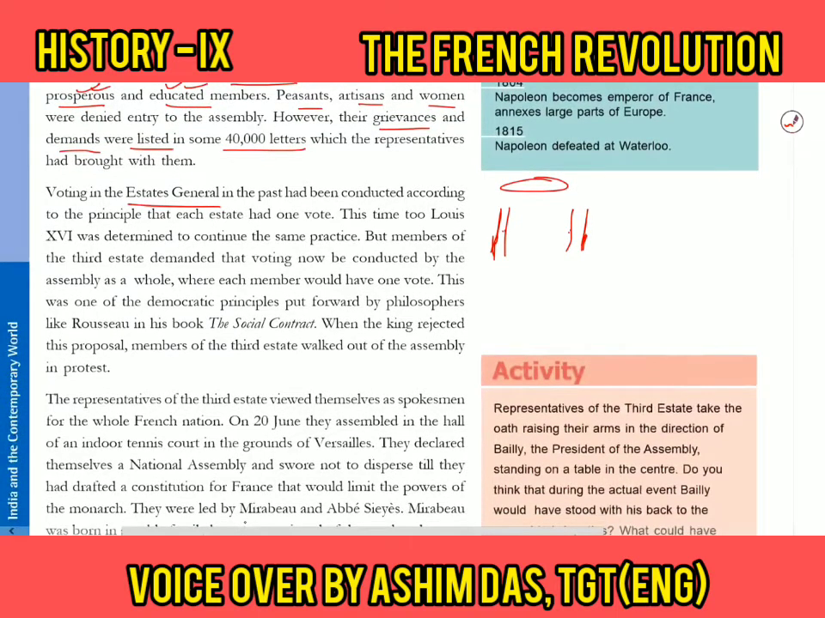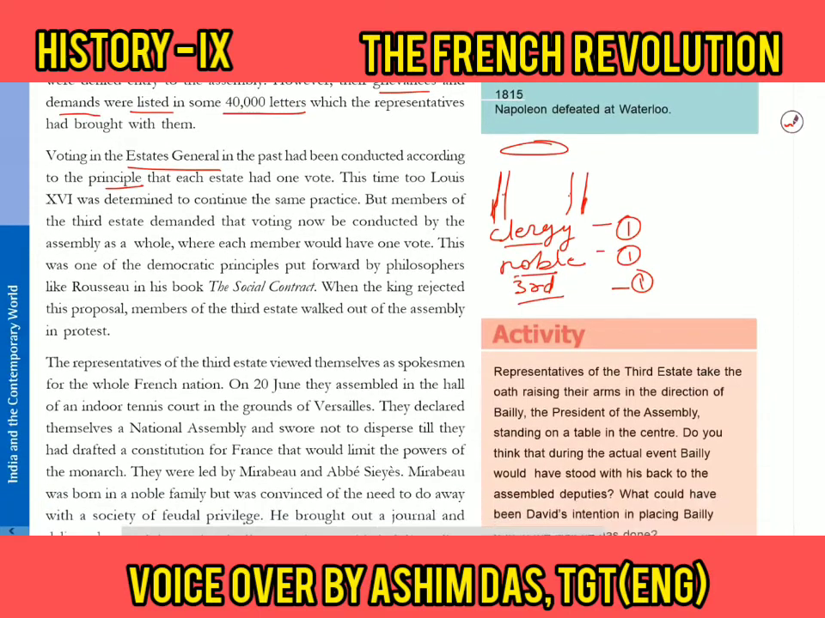Voting in the Estates General in the past had been conducted according to the principle that each estate had one vote. That means only 3 votes. And every time the first estate and the second estate used to win. Why? Because the clergy had one vote, the nobility had one vote, and the third estate had one vote. So 1, 1 and 1. Definitely clergy and nobility would always be together, and the third would always lose.